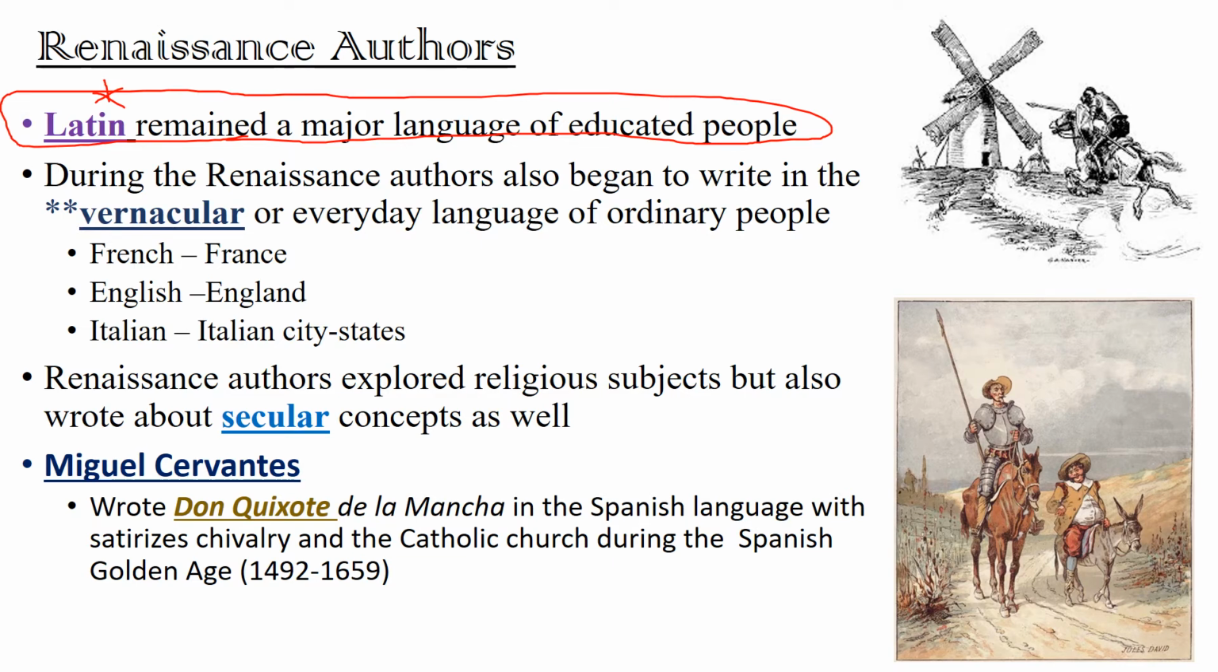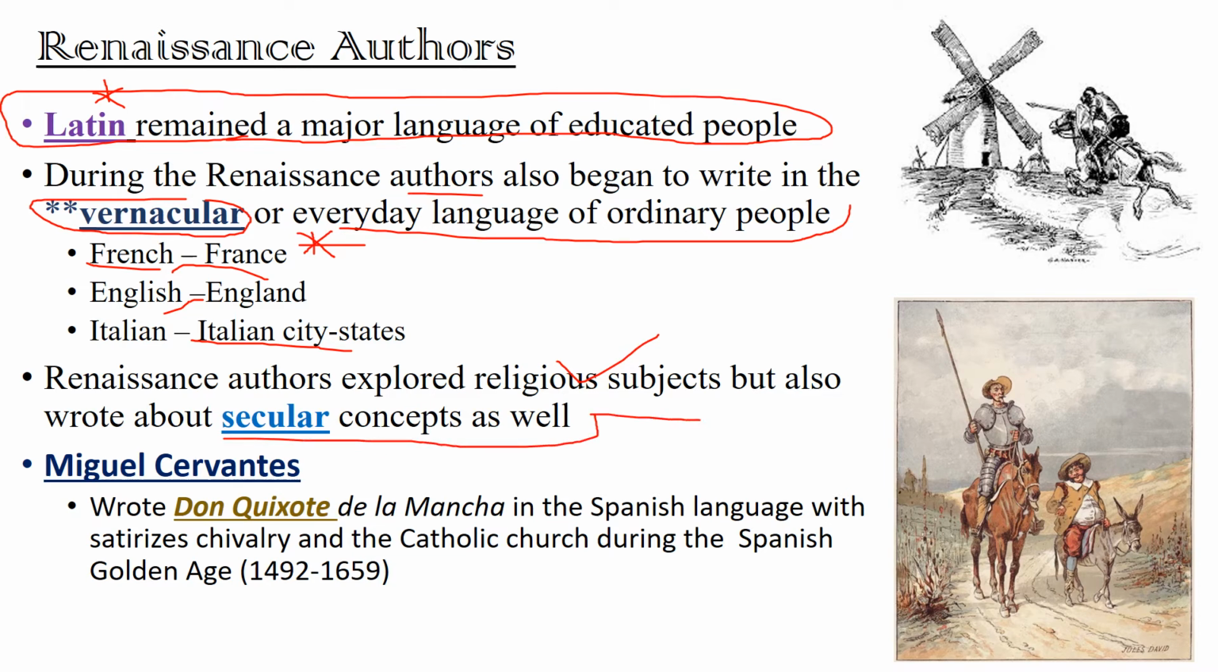But during the Renaissance, we do also see some authors begin to write in the vernacular. I'd like you to star that. It's a concept we're going to see a couple more times here and there this year. That's the everyday language of ordinary people. So for the people of France, it was French. For England, it was English. For Italian city states, it was Italian. And these Renaissance authors did explore religious subjects like Dante's Divine Comedy, but they also wrote about secular concepts and wrote some of their own stories as well.